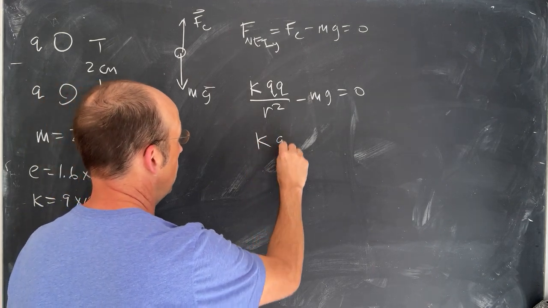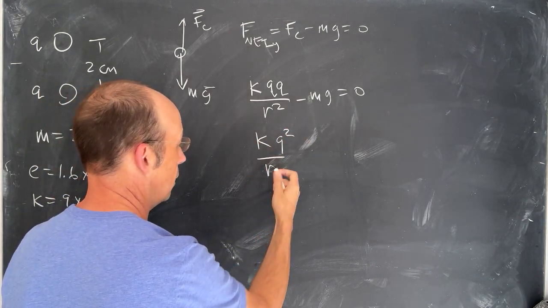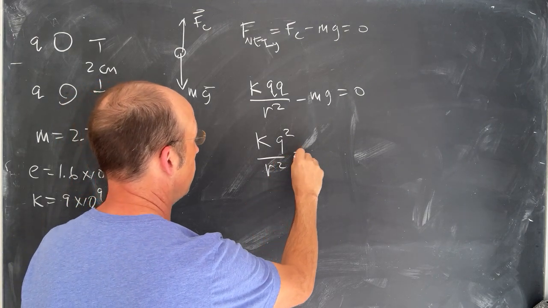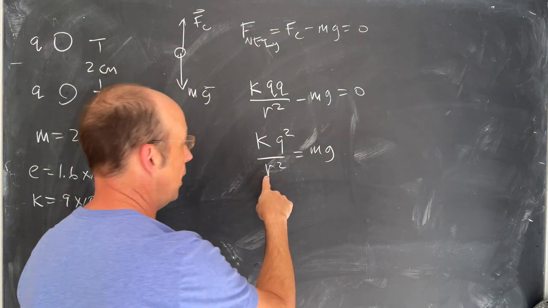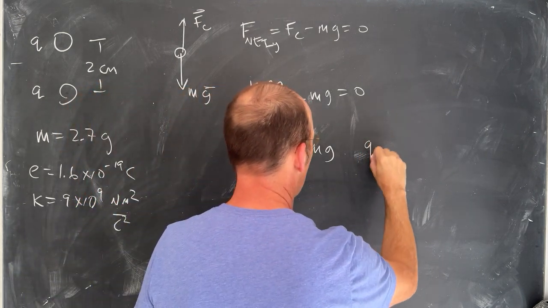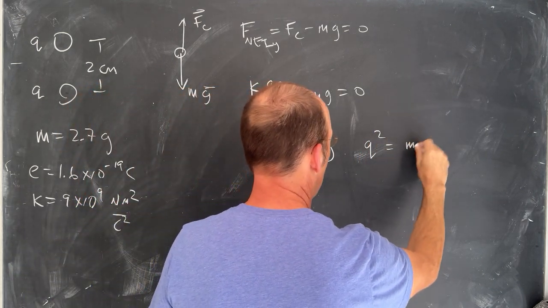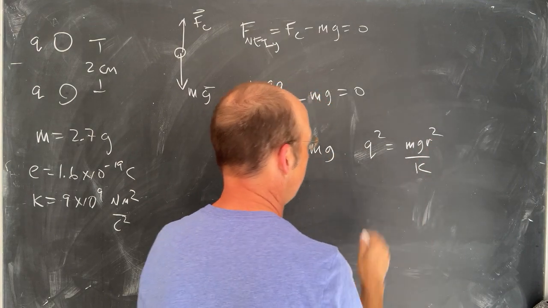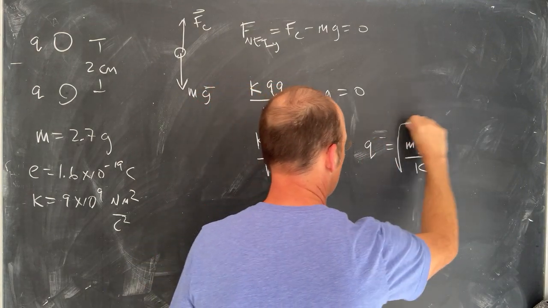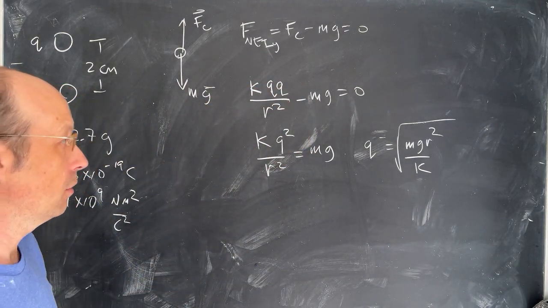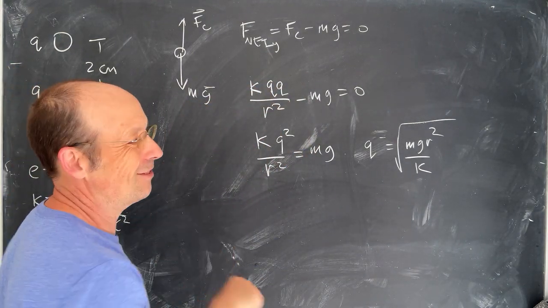So I have KQ squared over R squared equals mg. Now I can multiply both sides by R squared, divide by k, and I get Q squared equals mg R squared over k, and then I just need to take the square root of both sides. That will give me Q. So let's find the value.